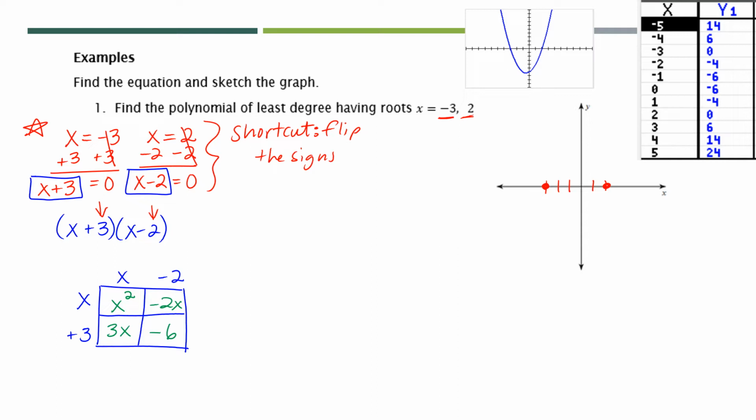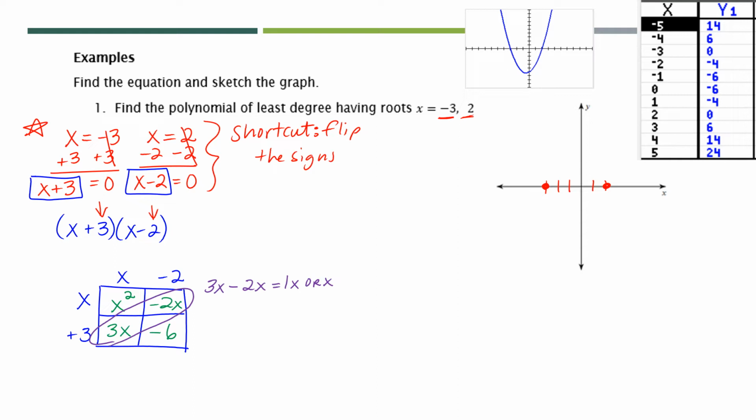Now what I have to do is go through and combine any like terms. My like terms would be things that have the same variable and the same exponent. So that would be these two right here. So those two I could add together. So if I did 3x minus 2x, that would just give me 1x, or you could just write x.